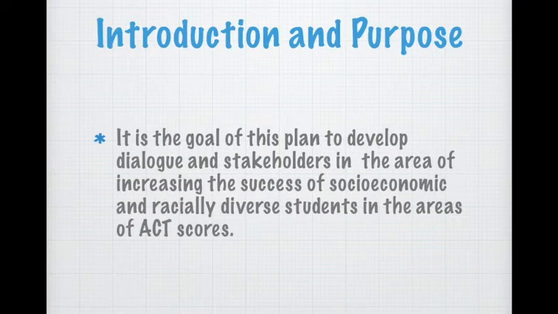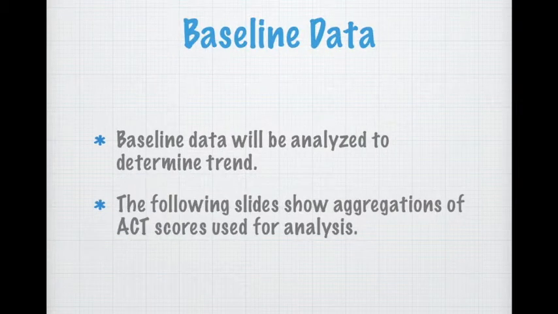First off, the main goal is to develop that dialogue that's going to take place between stakeholders in the community and in the school, because that's what it really boils down to, that dialogue. What we really want to do is improve those ACT scores for the students. We're going to start off by looking at baseline data.